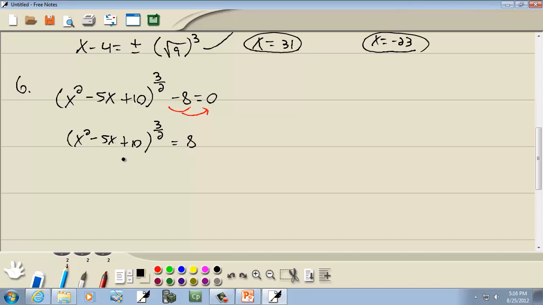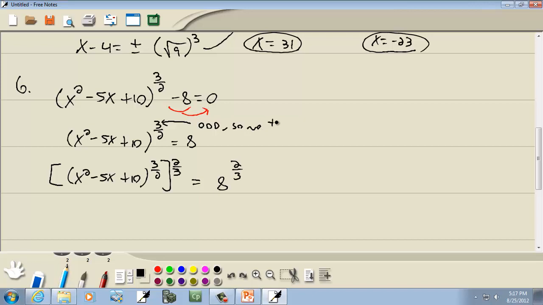Well, I'm going to raise both sides to a power equal to the reciprocal of that. So I got x squared minus 5x plus 10 to the 3/2 power. Raise both sides to the 2/3 power. Now, this is in fractional power form. The number on top is odd, so no plus or minus.